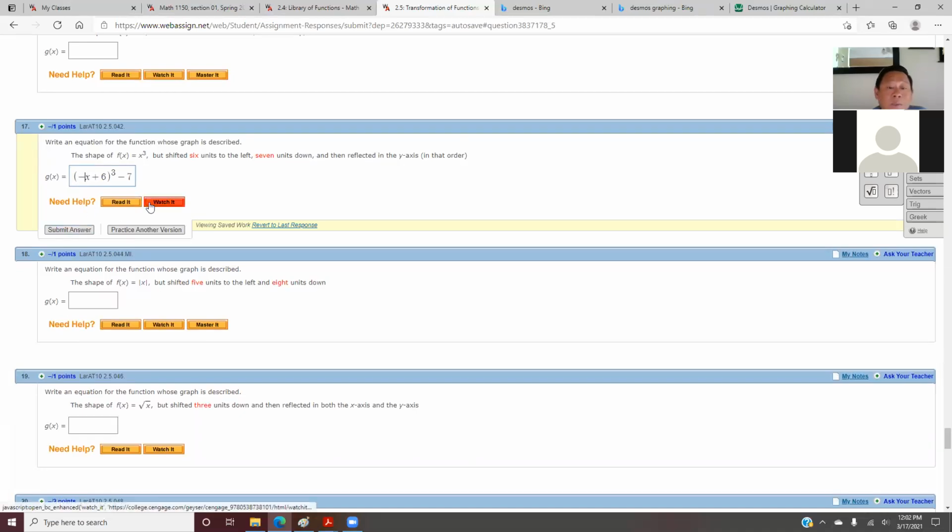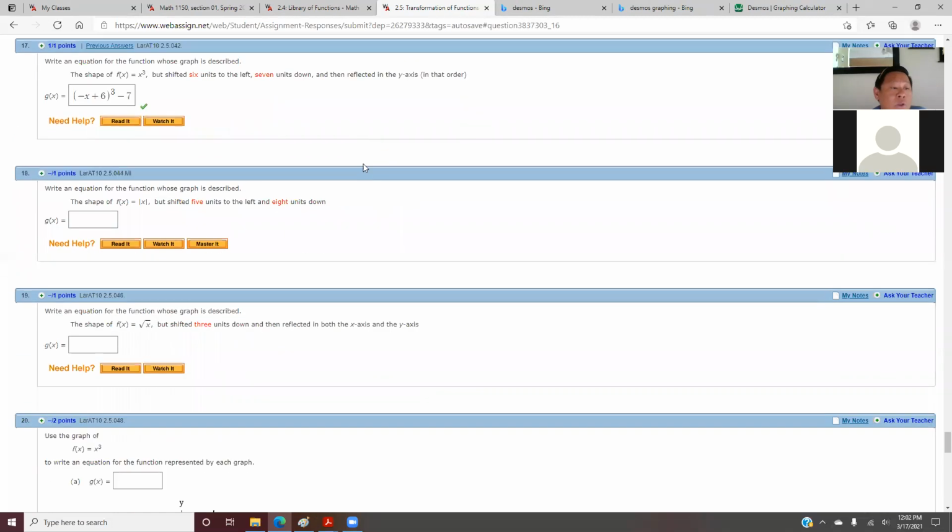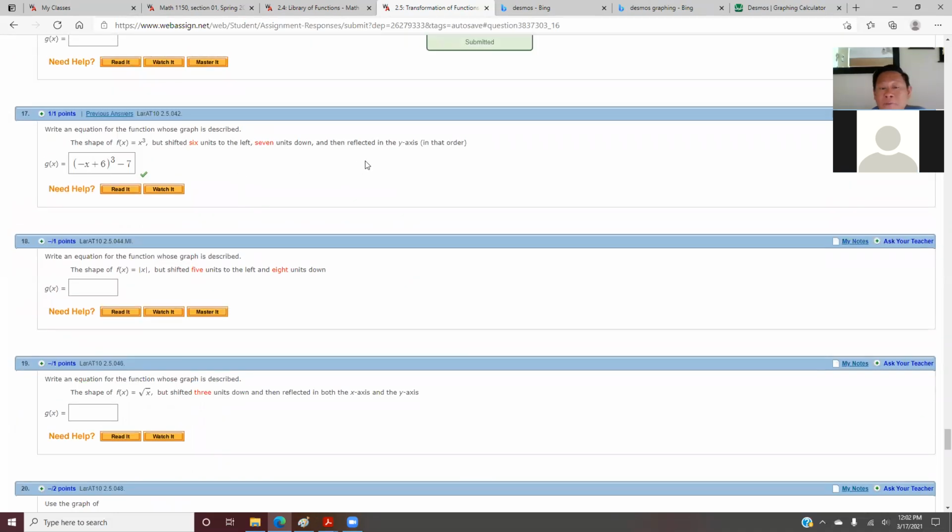Now for this one, you do not need to put parentheses on it because it says in that order. But if you do not follow the order, then you have to parenthesize like what we just did on the previous question.